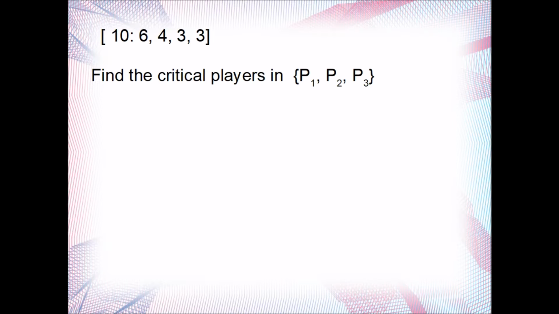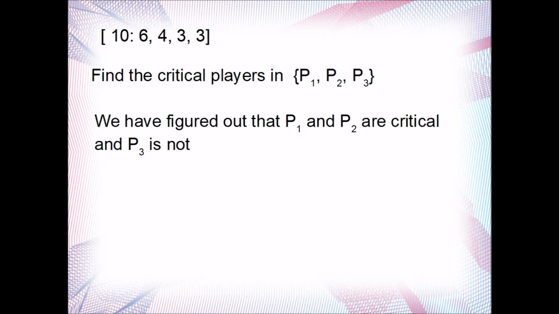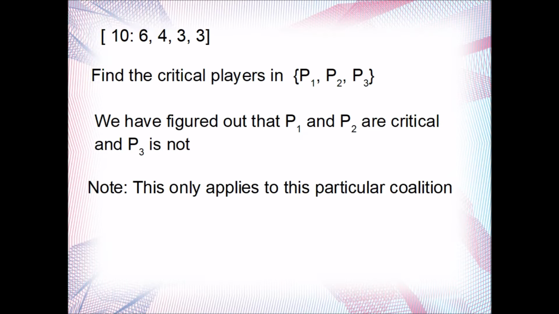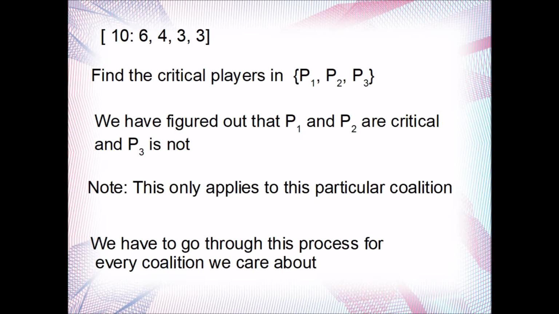So to sum up here, player 1 and player 2 are critical and player 3 was not. Now this only applies to this particular coalition. We could form other coalitions where player 3 is critical, or player 1 is not critical, or player 2 is not critical. So if we want to look at a different coalition, we have to start over and go through this whole process again. So I'm going to do that.